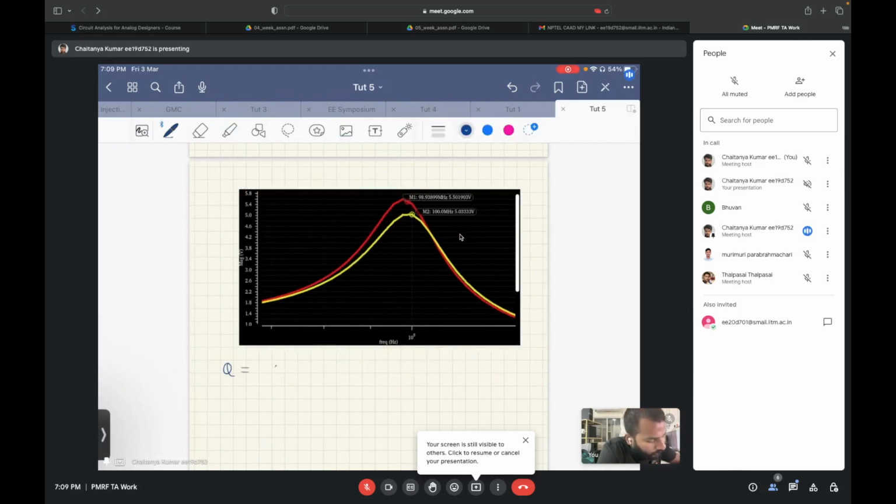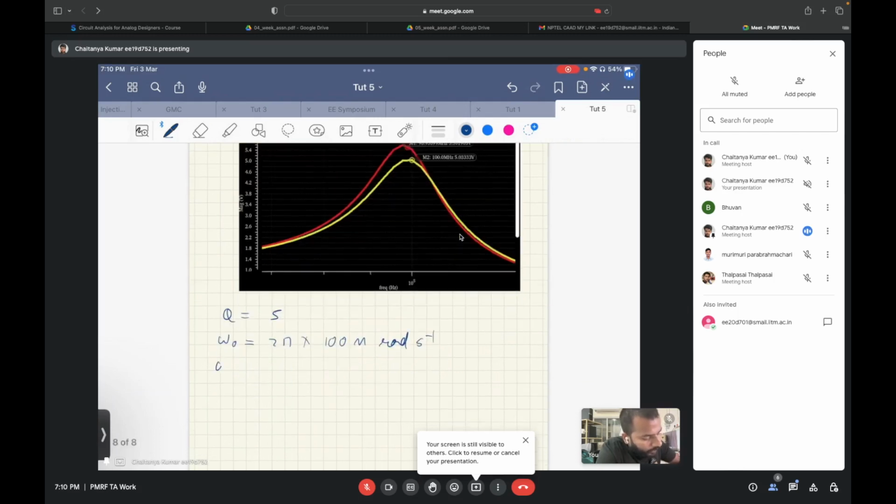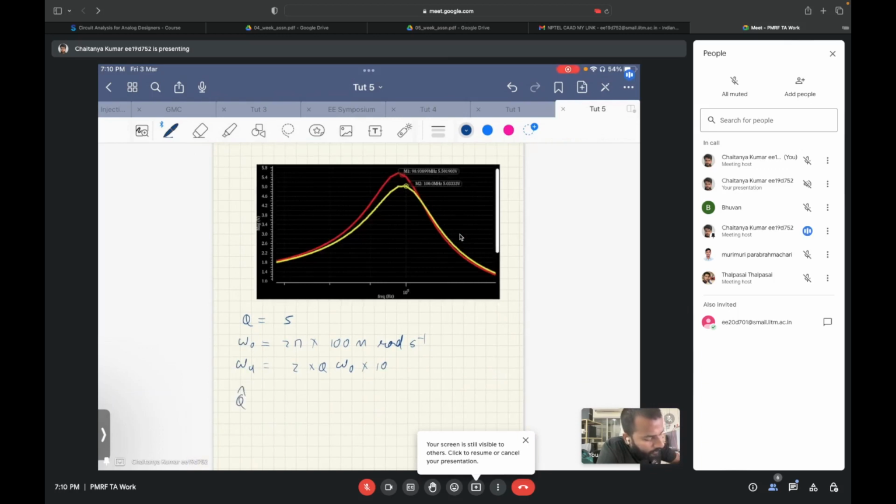So what all did we have? We had Q as 5. We had omega naught as 2 pi into 100 mega radians per second, sorry. And our omega u, we decided to be 2 into Q omega naught into 10. Okay. So what new quality factor should we have expected?